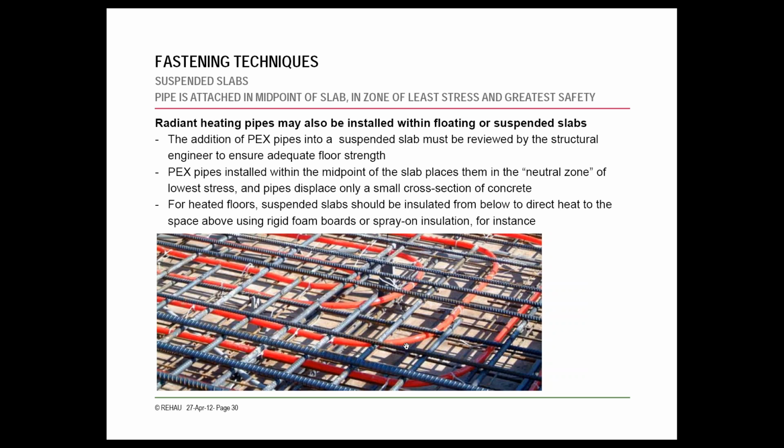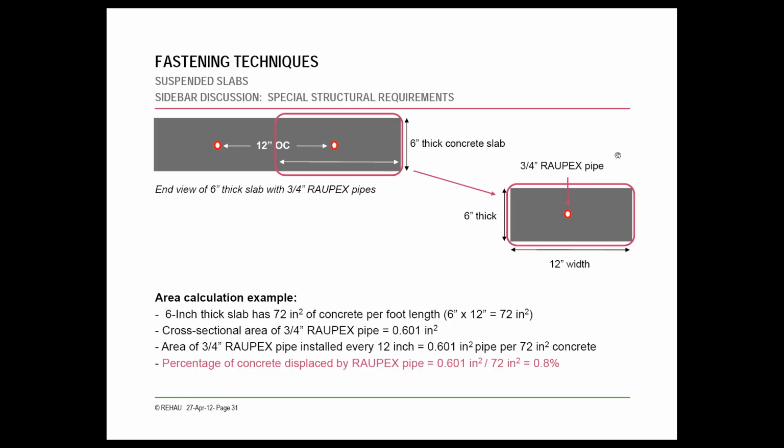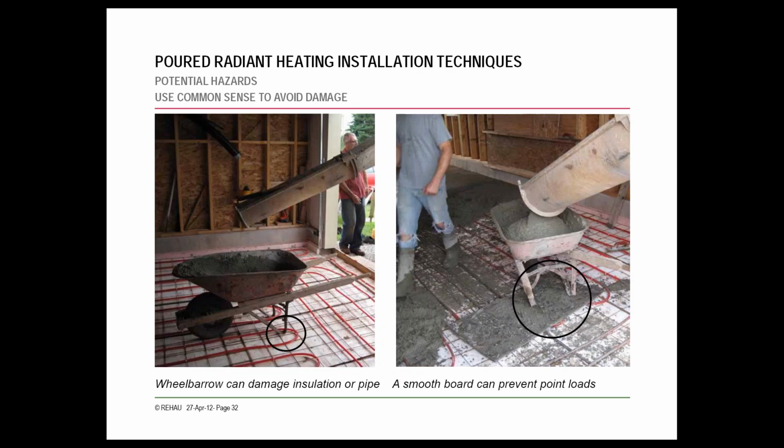Here they're showing the pipe sandwiched between a couple layers of rebar. And again, something you want to check with the structural engineer when you start getting into crazy applications like this, if you have suspended slabs and whatnot. In a slab on grade in a residence, this is not something that's going to come up. Just as I touched on before, the percentage of concrete displaced by standard Railfix tube is 0.8%. So really it's not going to have a structural deterrent to the system.